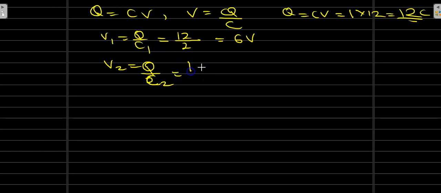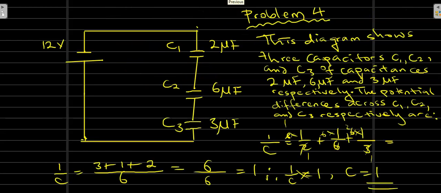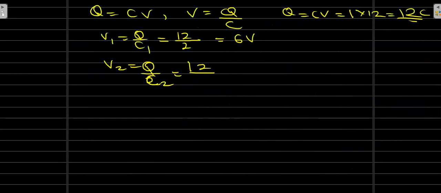V2 is equal to Q over C2, which is equal to the same 12 over C2. What is C2? C2 in this case, as you can see, is 6 microfarad. Therefore, we will say 12 over 6 is equal to 2 volts, which is V2.